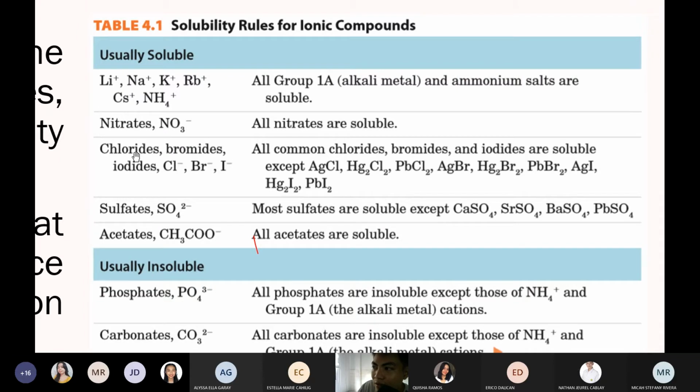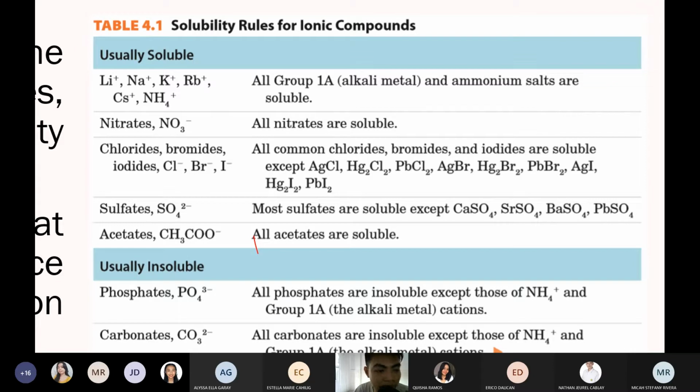So, next one. Chlorides, bromides, iodides. Sabi dito, all common chlorides, bromides, and iodides are soluble except this. Pag nakita niyo yung word na except, ibig sabihin, these things here are insoluble products. Oh, look, this is lead II iodide, PbI2. Ayun yung pinakita ko kanina, 'di ba? Na kulay yellow.